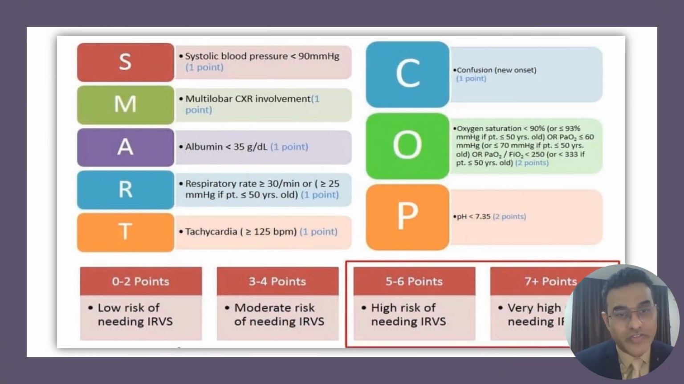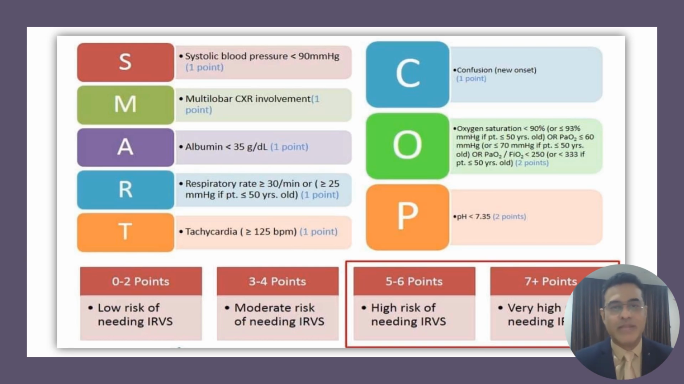And this is also one of the useful scores, which is commonly used in differentiating between ICU versus ward cases. It is the SMART-COP scoring, which consists of blood pressure, multilobar chest X-ray involvement, low albumin, tachypnea, tachycardia, confusion, oxygen levels, and also the acidosis in the blood gases, metabolic acidosis, suggestion of sepsis. So it depends on whether the patient requires intensive respiratory and vasopressor support. We can differentiate by the scoring.